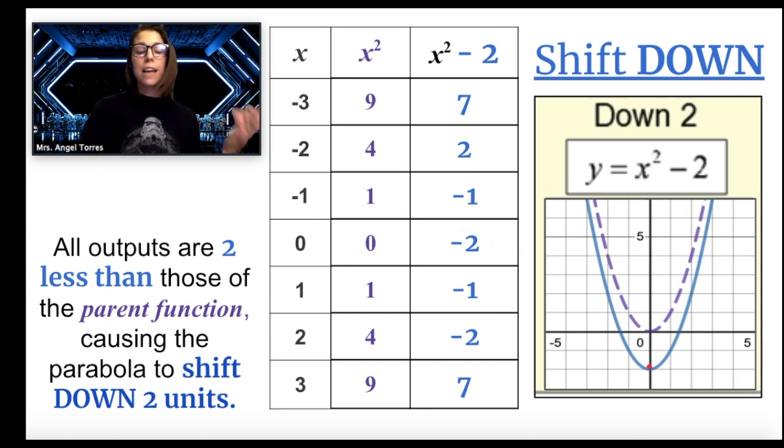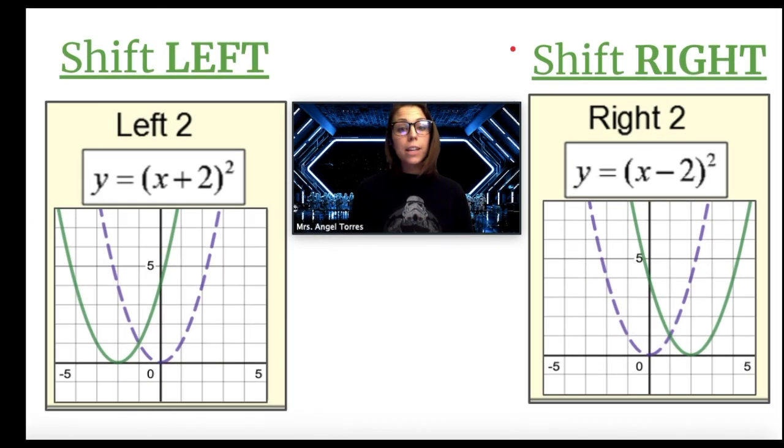So now my graph has shifted down 2 units. Again, these are called vertical shifts. The final transformation is the hardest one to master. This is called a horizontal shift, meaning that we're going to be shifting our graph either left or right. Let's go ahead and explore what this looks like.